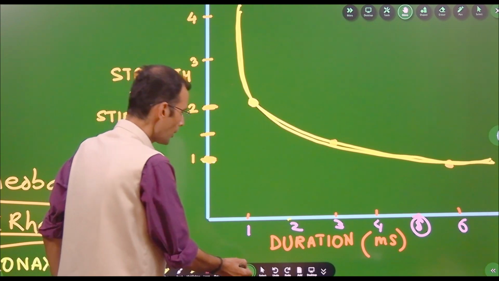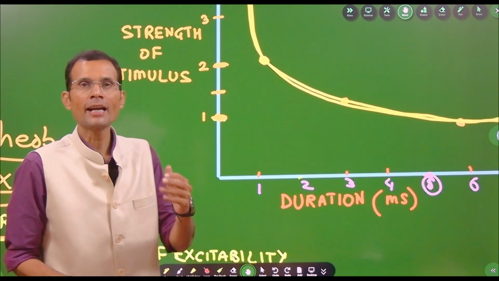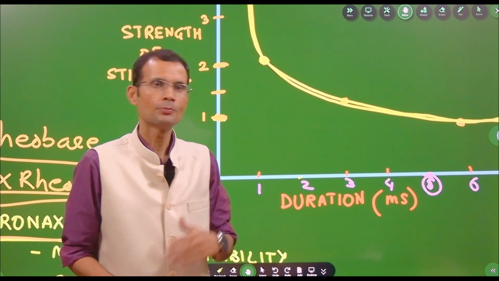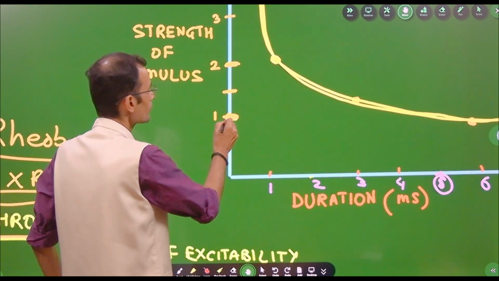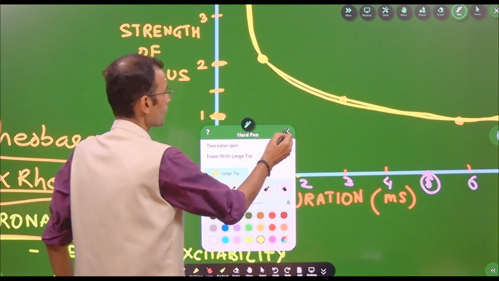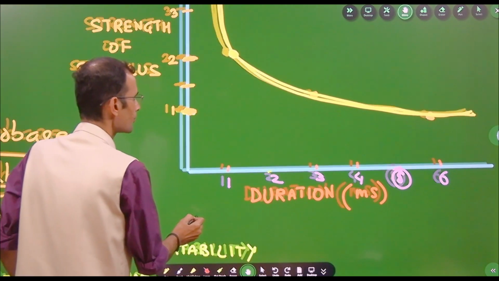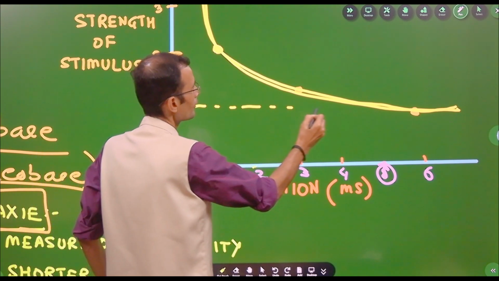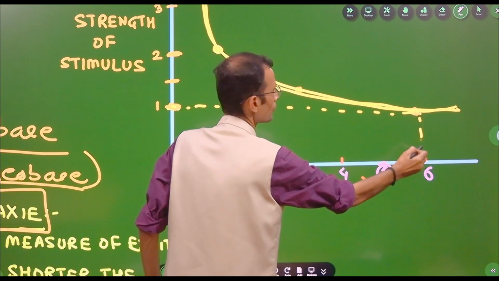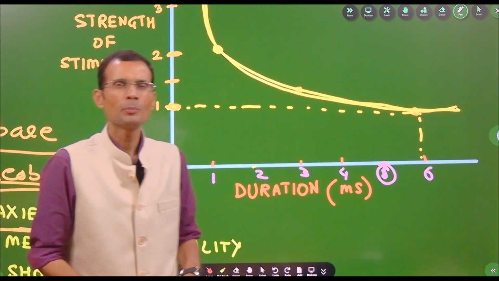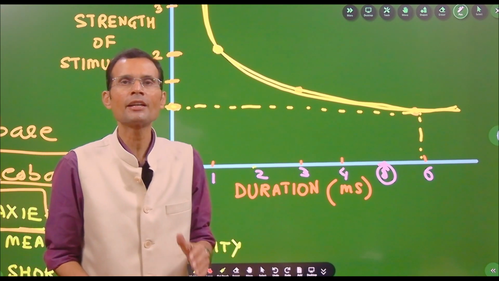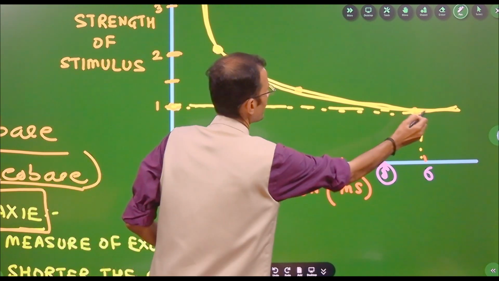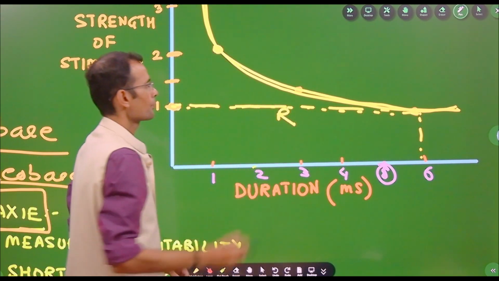Rheobase, minimum strength of the stimulus that can excite the tissue when passed infinitely through the tissue. So this is somewhere here, and therefore in the graph it will be shown like this. This is the minimum strength that has excited the tissue after 6 milliseconds. But that 6 milliseconds we are not considering in this definition. This is the minimum strength, and this is called as rheobase.